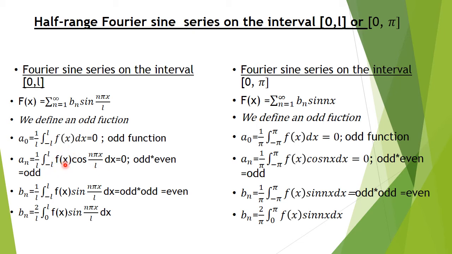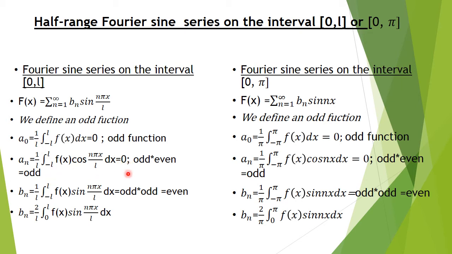f of x is an odd function, you are saying, and cos is an even function always. Odd into even is an odd function. Odd function into even function is an odd function. These are not numbers, these are functions. So if it is an odd function, then what is its integral value? When you have minus L to plus L, the integration value is 0. Isn't it? Integration value is 0.